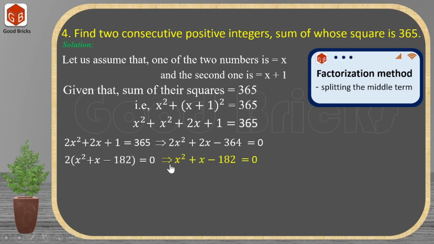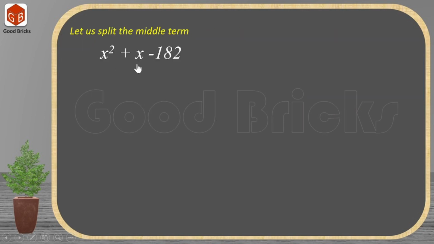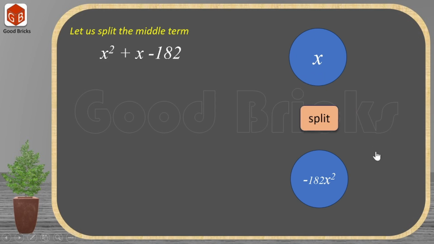So this is the equation which is going to find our two consecutive positive numbers. So to find the required numbers, we need to solve this equation. For that, first of all let us take this middle term, then let us multiply the first and last term, so you will get minus 182 x square. Now you have to split this middle term into two different terms. So I think you are guessing what are the new terms. You are right, they are 14x and minus 13x.